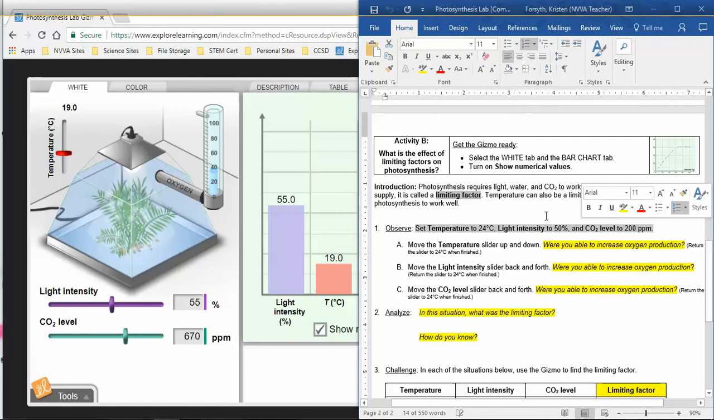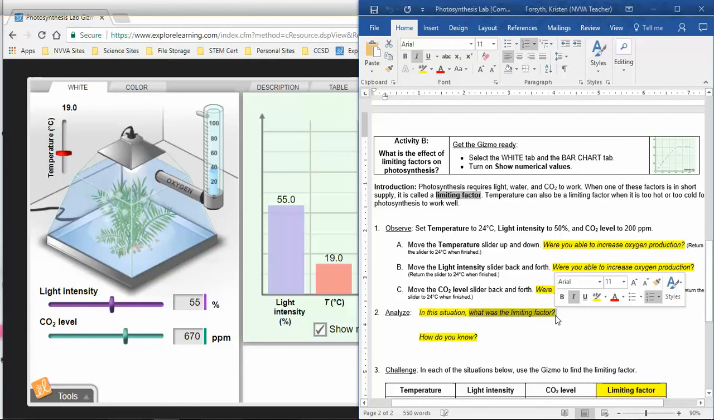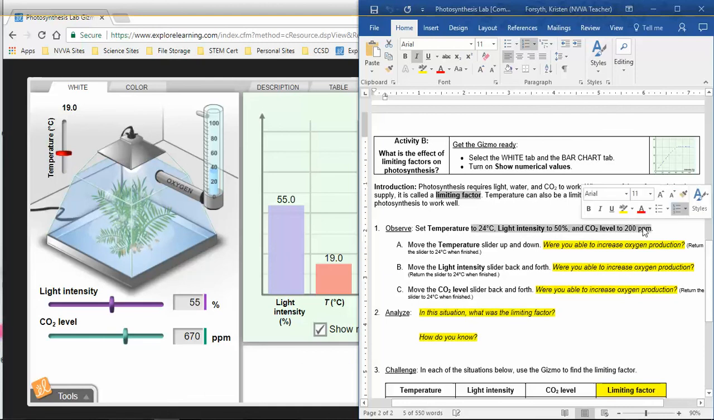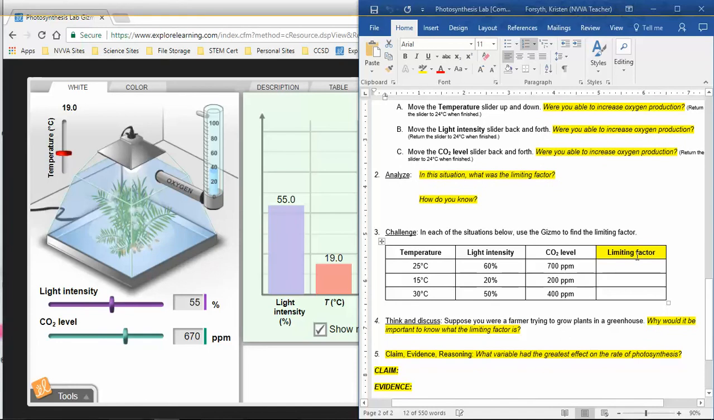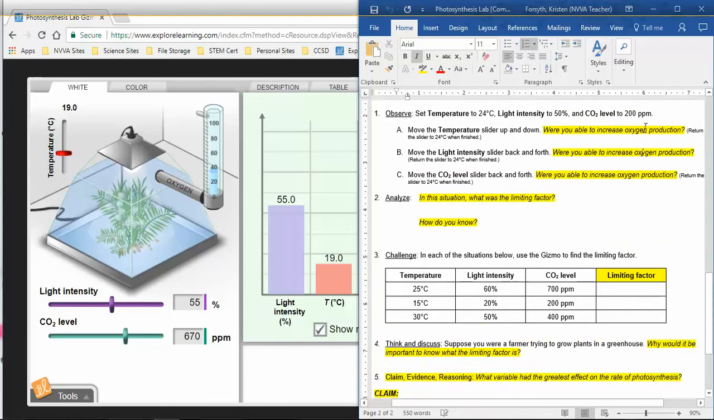Okay, so the first thing we do is we set our Gizmo up to these parameters. Once you have it set, you're going to go through and do steps A, B, and C. Then you'll decide what is the factor that's limiting it. So basically, what is the limiting factor in these conditions right here? Okay, the one that you just talked about right here. How do you know it's the limiting factor? It's the limiting factor if your oxygen level is going to change, what's produced changes. So you want to make sure it's not limiting it. It's not making it the lowest, in other words. Okay, so you want to get your maximum amount. That's why it's asking you about oxygen production as part of these questions, because that's what limiting factors do.